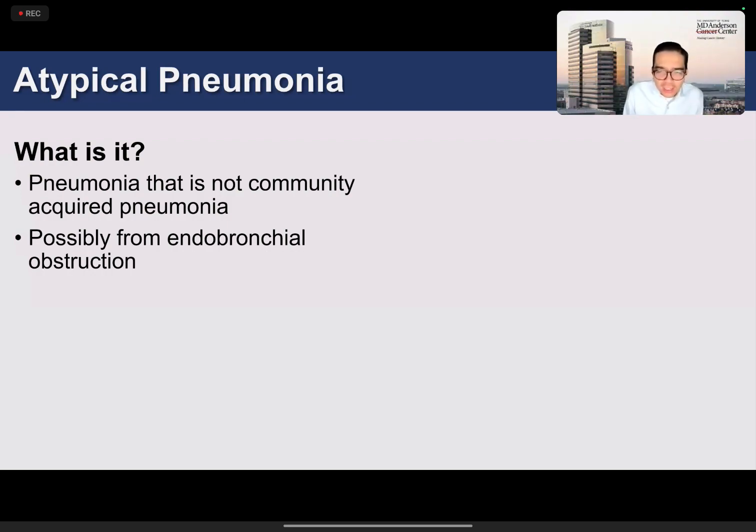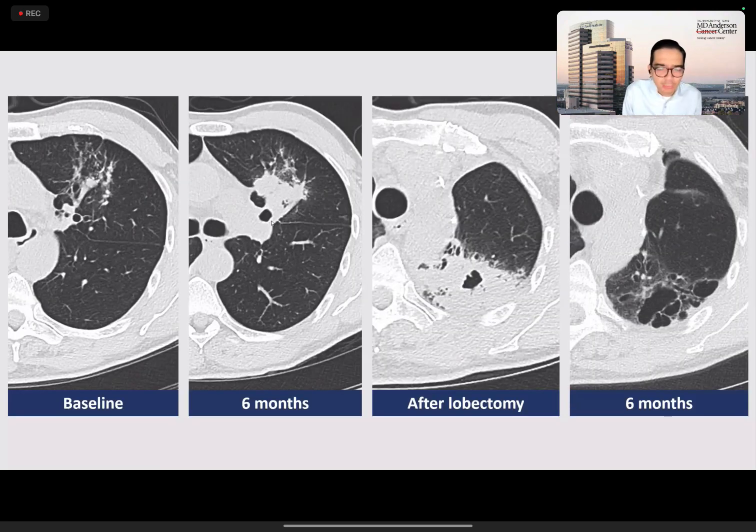And one thing to think about in this differential, well, two things really, is mycobacterium, which I believe you all have more experience with than I do here in Houston, Texas. But the second thing is endobronchial obstruction. Okay, let me show you some examples.